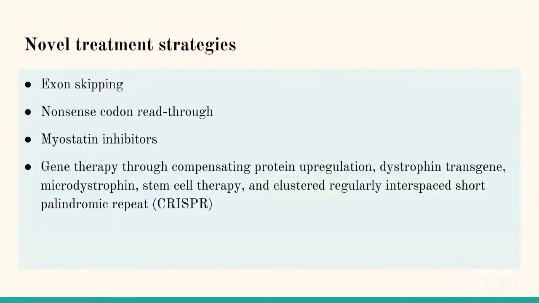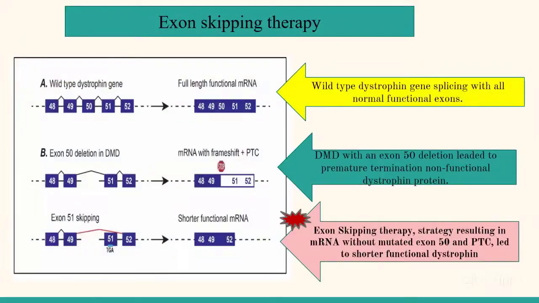So coming to novel treatment strategies, or you can say already established, but not within the reach of everyone: exon skipping, nonsense codon read-through, myostatin inhibitors, and gene therapy being investigated by CRISPR technology. So just understand what they do.